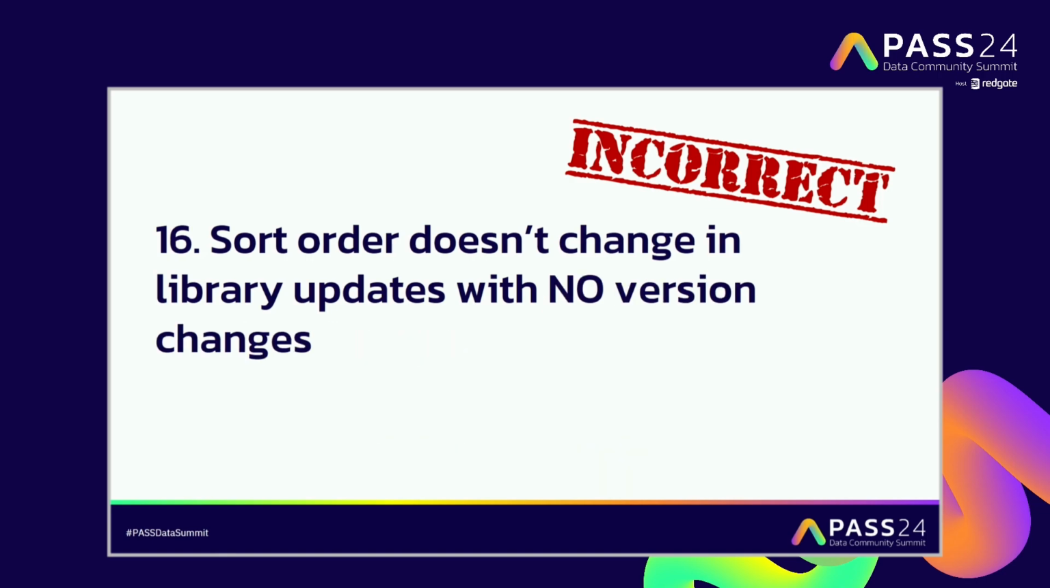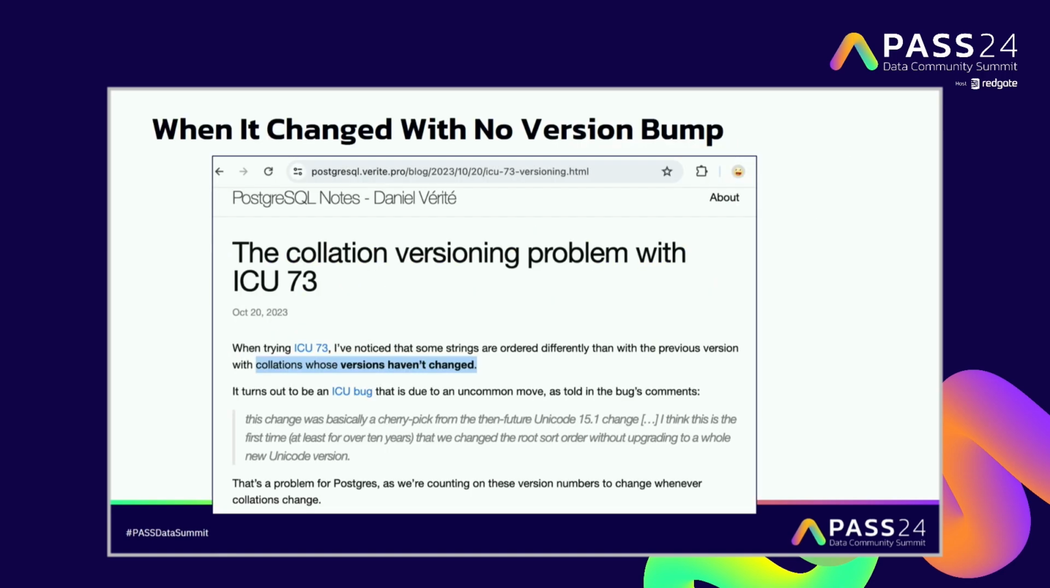But it wouldn't change if there's no version change, surely. So ICU versions the collations, and I don't know how this happened. Chalk it up to the mysteries of technology, but somehow things just happen. ICU version 73 had a bug fix. They didn't bump their collation versions, and yet the collation changed with no version number change at all. So this is fun, because there's no way Postgres could ever warn you about anything, because there's no indication. It would think it's the same version of the library, and yet the sort order can change.